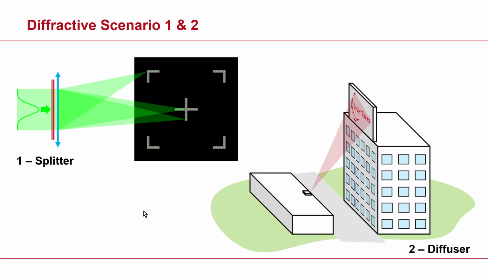The two scenarios I'm showing are a diffractive beam splitter here on the left and a light diffuser here on the right. So for the splitter, we want to generate this light marking pattern. And for the diffuser scenario, we want to project our Lighttrans logo high up on the facade of the building.